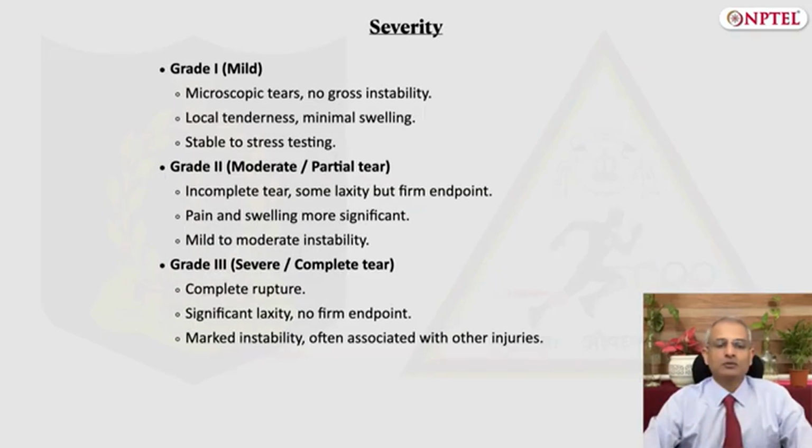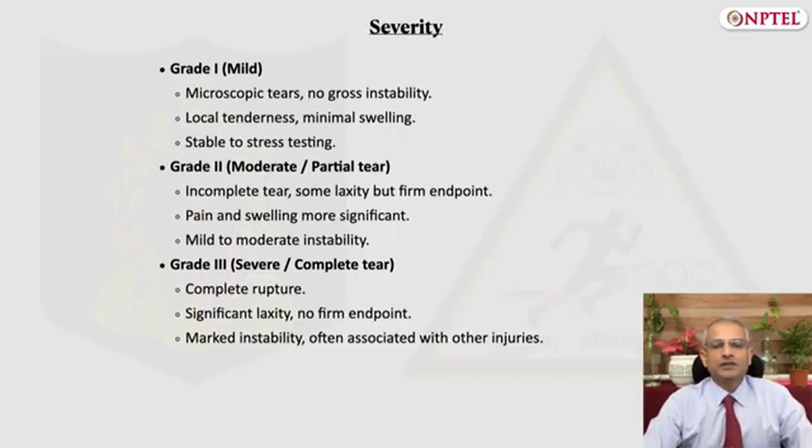A grade 2 injury is a moderate or a partial tear injury of the ligament. Here, the tear is incomplete. Some amount of laxity may be present, but on stress testing, the endpoint is generally firm. Pain and swelling is generally slightly more as compared to grade 1 injuries.